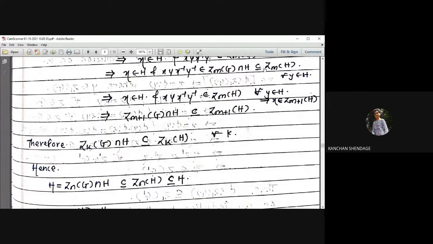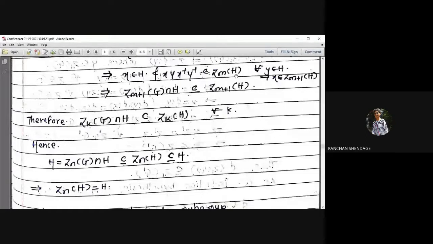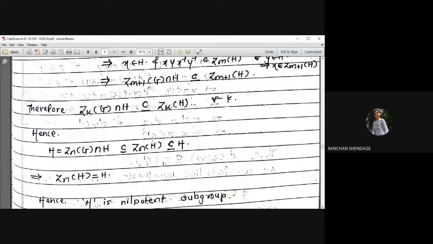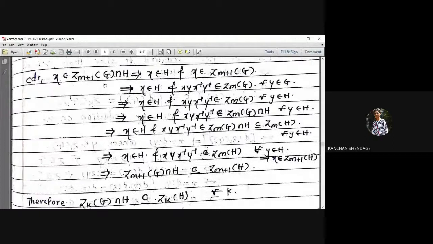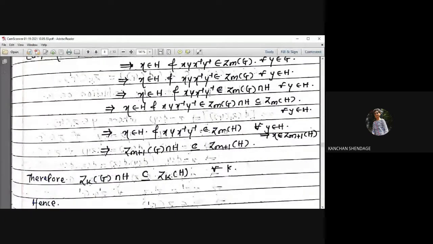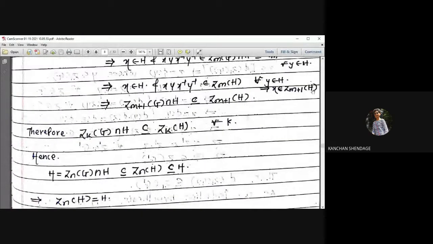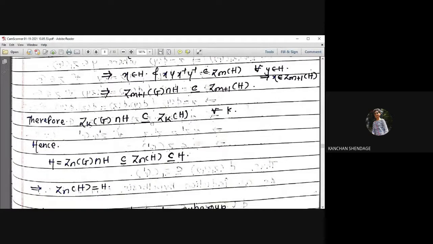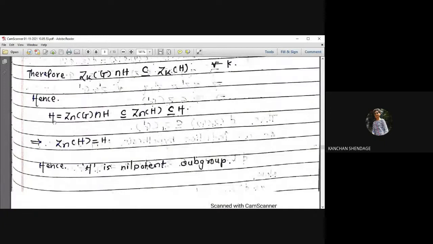But this is the definition of Zm plus 1 of h. x belongs to h and x inverse belongs to Zm of h for all y belongs to h, it implies that x belongs to Zm plus 1 of h. We take an element from Zm plus 1 of g intersection h, but here we are getting x belongs to Zm plus 1 of h. It means that for all k, Zk of g intersection h is contained in Zk of h. But we know that h is equal to Zn of g intersection h.